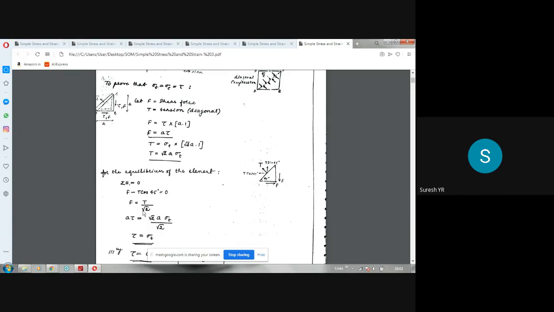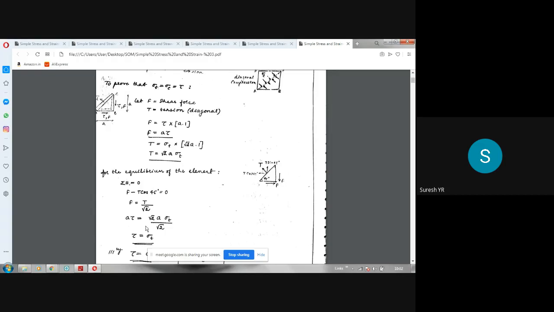If you simplify this, you will get F is equal to T by root 2, because cos 45 is 1 by root 2. Now what is F? F is A into tau. We have written here, F is equal to A into tau. T is root 2 A into sigma T. Just substitute that and if you simplify, you will get tau is equal to sigma T. Very, very simple proof. We are using the equilibrium of the element concept. I have taken only forces acting in the horizontal direction and set the sum of the forces to 0.